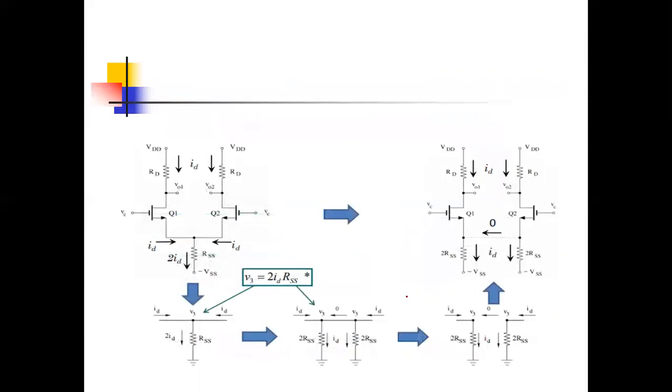Okay. Now, if you see here, ID is coming here, ID is coming here. So which current is going here? 2ID. So if you want to know the voltage across this, that will be 2ID into RSS. And that you can write as ID into 2RSS. Is there any issue?